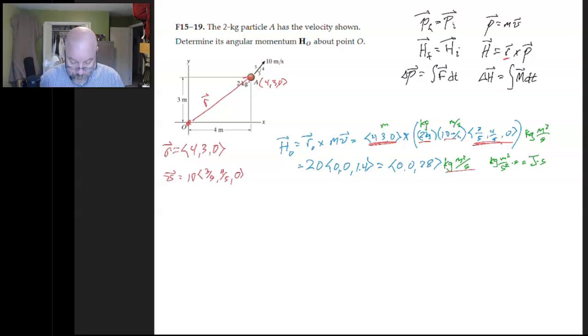Now one more thing we might do here is go all the way and say that H is 28Z. Or sorry, I should probably put K. 28K kilogram meters squared per second. So that then becomes my answer.